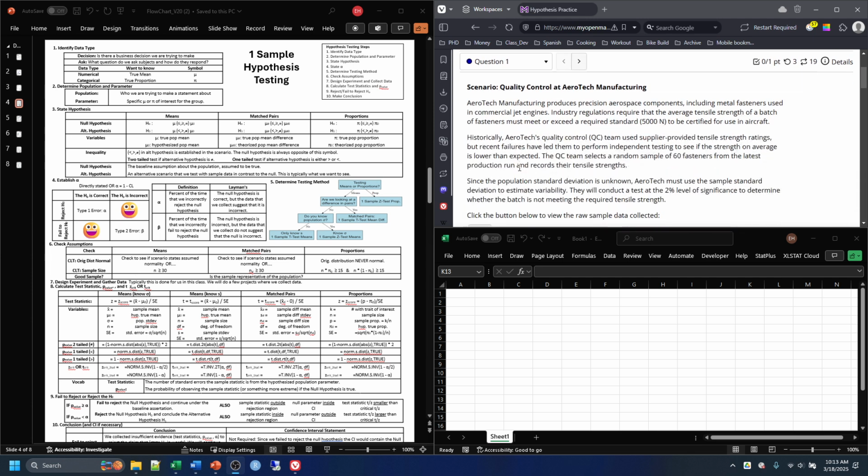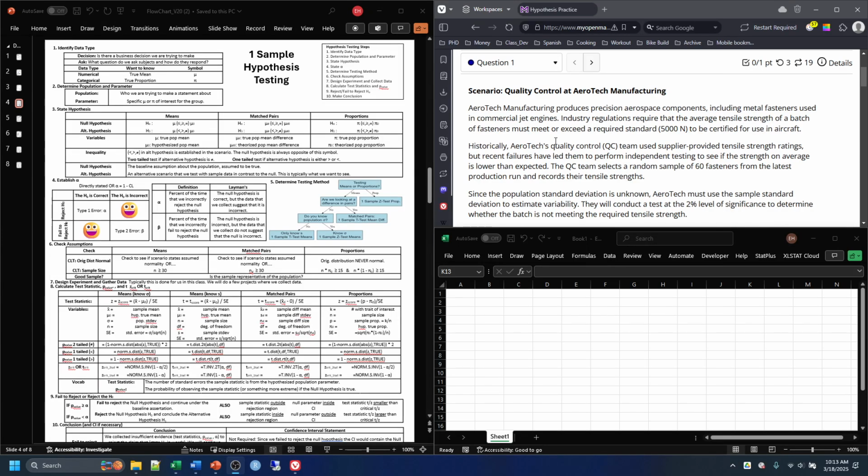All right, so to get started, Aerotech Manufacturing produces precision aerospace components, including metal fasteners used in commercial jets. Industry regulations require that the average tensile strength of a batch of fasteners must meet or exceed a required standard of 500 newtons to be certified for use in aircraft. Historically, Aerotech's quality control team used supplier-provided tensile strength ratings, but recent failures have led them to perform independent testing to see if the strength on average is lower than expected.